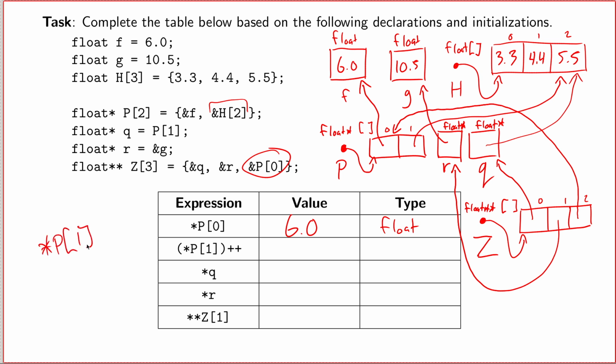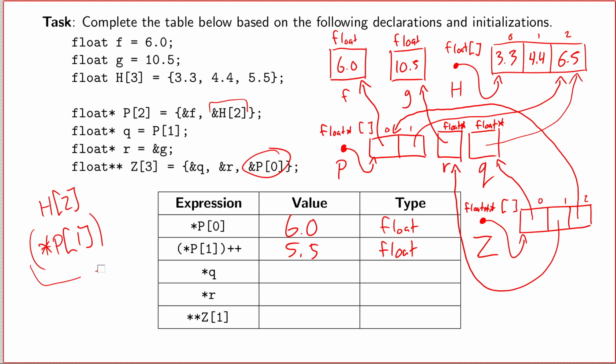Star of p sub 1 plus plus. Well, we know that star of p sub 1 takes us to h sub 2. So I take h sub 2, I add 1 to it, and I send back the old value. So I add 1 to it, so now it's 6.5, but what comes out of the expression is the old value of h sub 2, which is 5.5. Now that's nasty. And the type of that is actually a float. For the sake of the exercise, I'm using the plus plus operator in a bit of a naughty way here. We really shouldn't be using plus plus on floats. So then let's dispose of this.